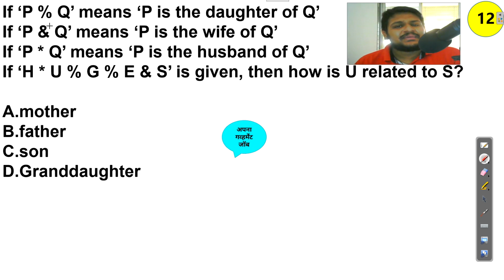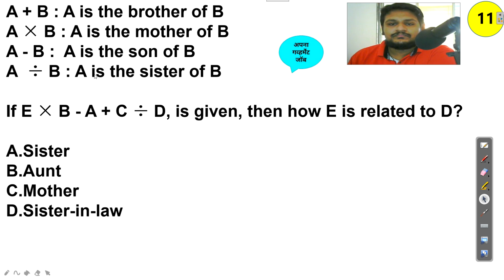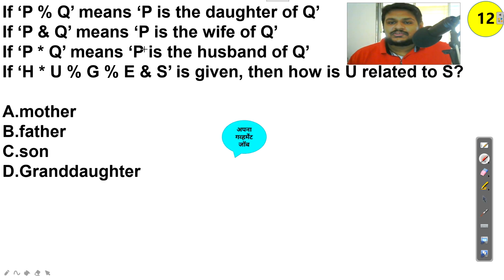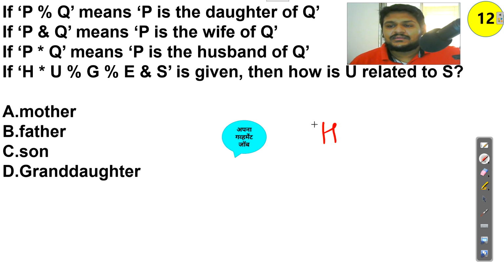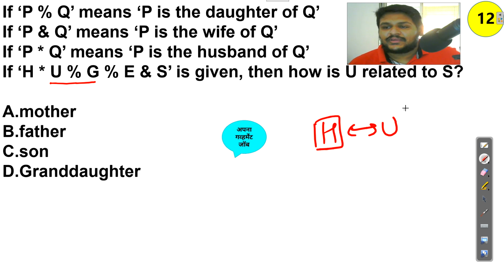See this question, again the same type. What is given is H star U. Different symbols are there. P star Q means P is the husband of Q. So H is the husband of U. Then U percentage G means U is the daughter of G.